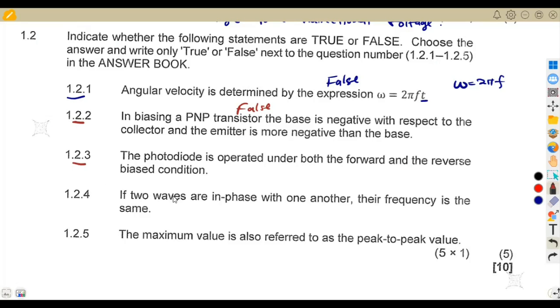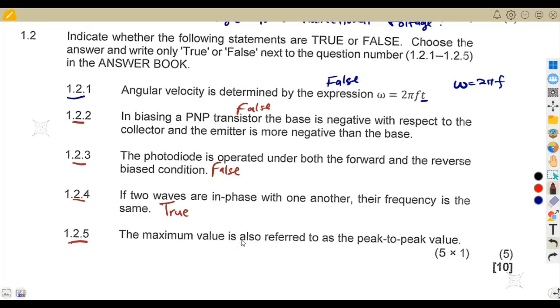1.23, we are given that the photodiode is operated under both forward and reverse biased conditions. Is it true? This is also false, because a photodiode, remember, operates under a reverse bias. So that was false. 1.24, we are now given that if two waves are in phase with one another, their frequency is the same. This is true. For the waves to be in phase, they must have the same frequency.